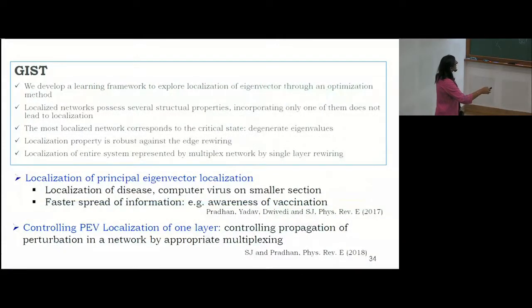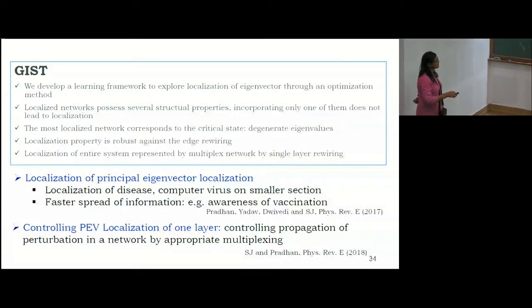So we developed a learning framework to explore localization of eigenvectors through an optimization method. Localized networks possess several structural properties, and if we incorporate only one of them, that does not lead to localization. The most localized networks correspond to degenerate eigenvalues, which we are still working on, and we have some more insight into this. And the localization property is robust against the initial network and the rewiring. This is for a single layer, and this is for a multiplex layer.